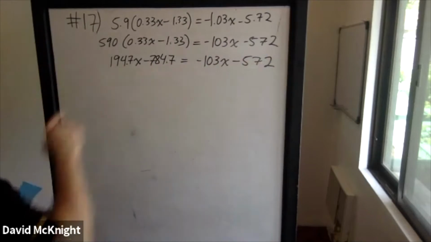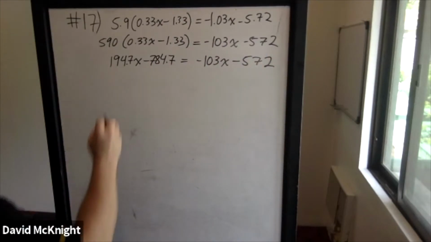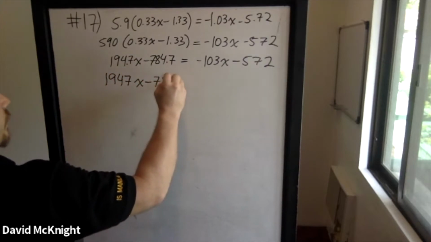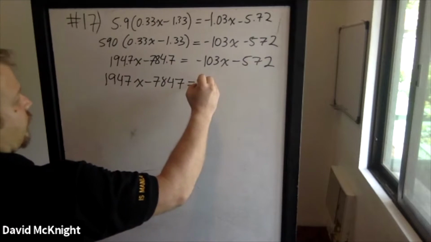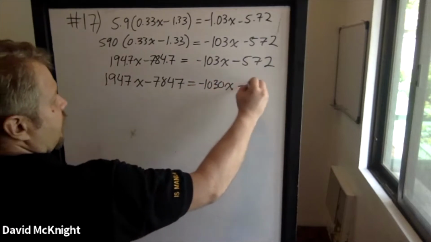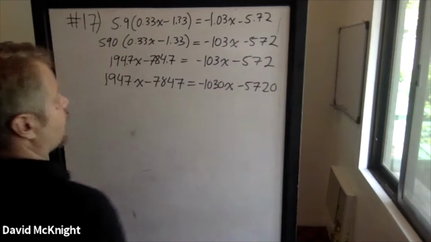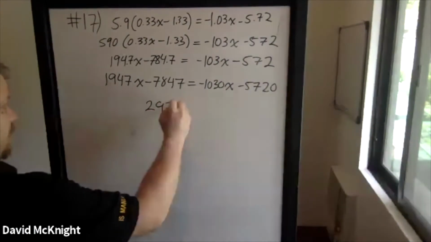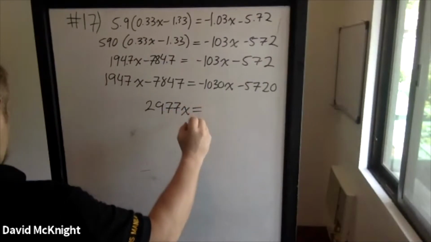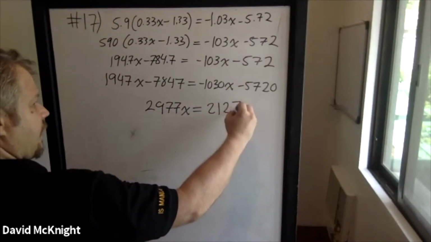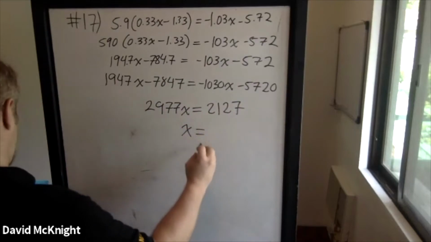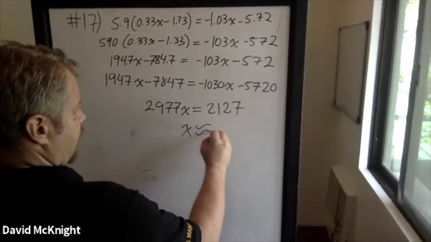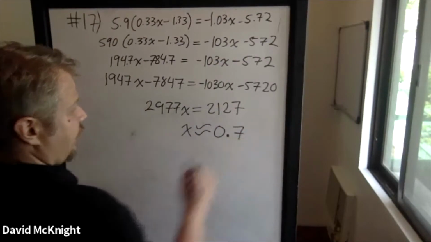And then we have to clear the decimals, multiplied by 10. So 1947x minus 7847 is equal to negative 1030x minus 5720. Collect the like terms, we'll have 2977x is equal to 2127, and then x is equal to approximately 0. Go to the nearest 10.